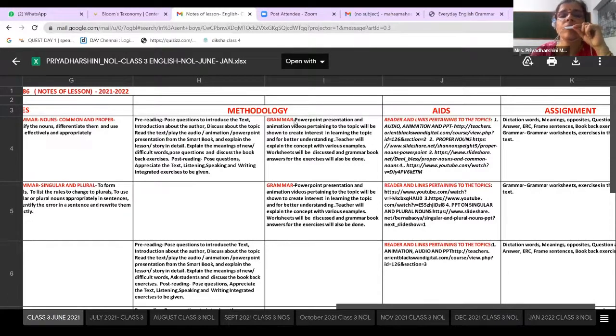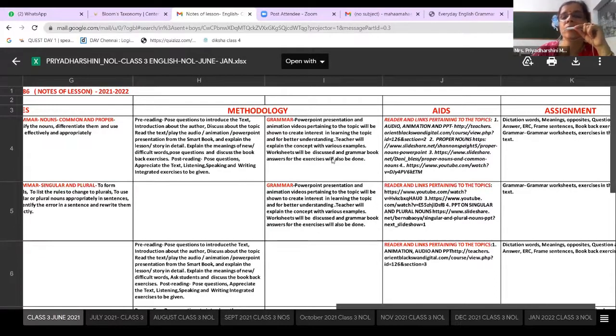Then the grammar part. One methodology for the grammar part is you can show PowerPoint presentations, you can show animations pertaining to the topic to create interest, and then you can introduce the topic to them. Or, according to the situational approach, you can pose questions to them before you introduce the topic to them. And the teacher will explain the concept with various examples.